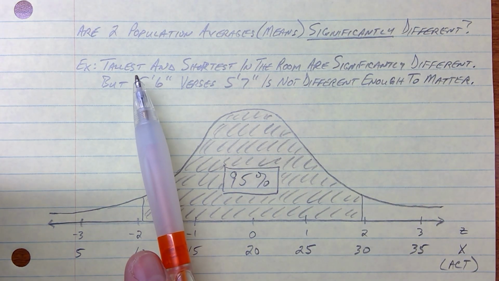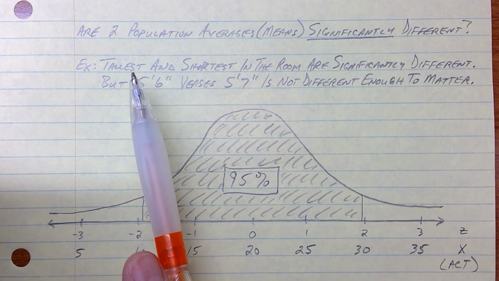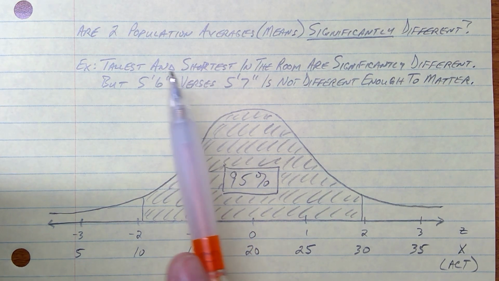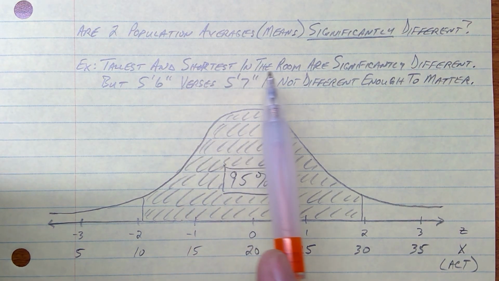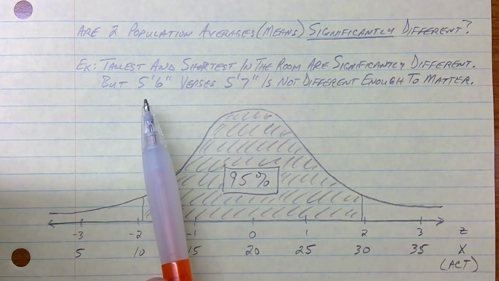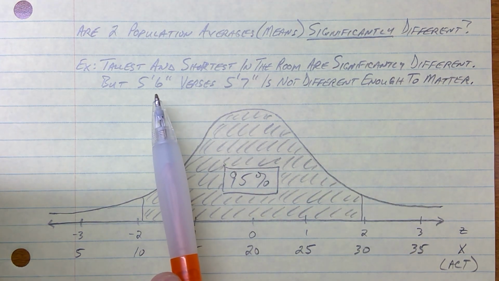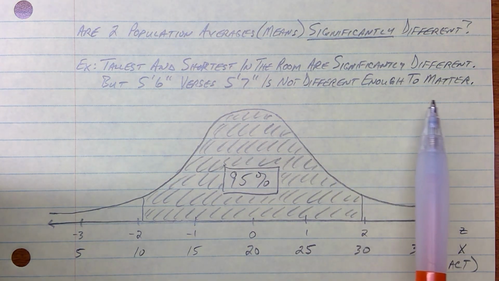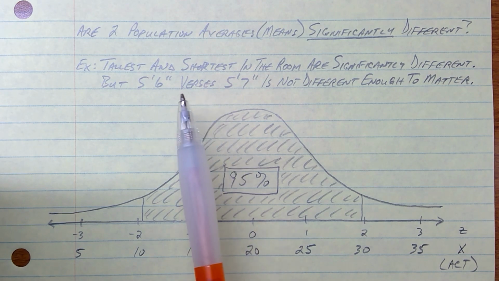For example, in a classroom, if you look at the tallest person, they might be 7 foot tall, and the shortest person might be 5 foot tall. Well, that's a big difference. That's 2 feet difference. That's significantly different. But if I stand two people up next to each other and one of them's 5'6" and one of them's 5'7", that's not really different enough to matter. Everybody's going to say, yeah, they're about the same height.